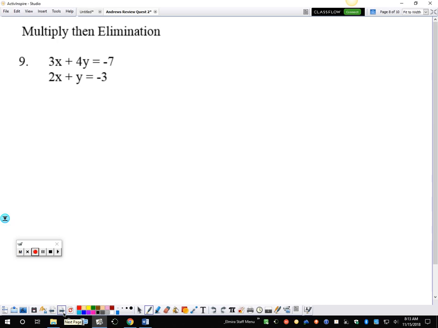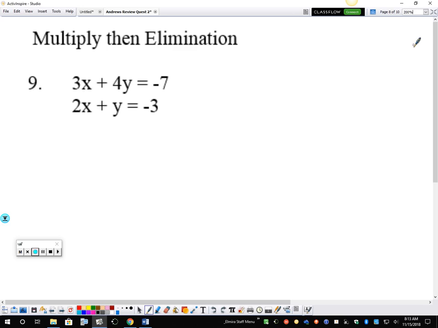Number 9, multiply and then eliminate. Okay, so this is that case where I look at my two equations and, for example, 2 and 3 are not the same number with 1 plus 1 minus, can't cross those out. 4y and y, they're not the same number with opposite signs, can't cross those out. So what I highly encourage you to do is put a 1 here and decide, do you want to work with the x's, do you want to work with the y's?